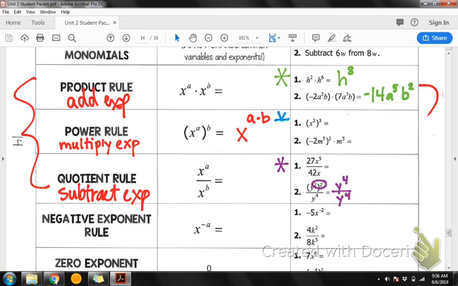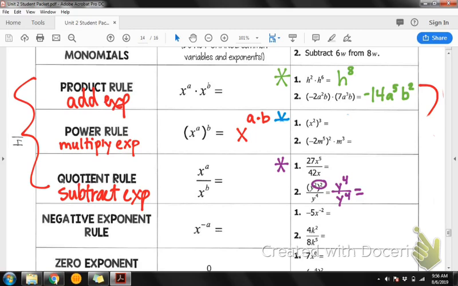What's 4 minus 4? 0. So is my answer 0? Is it just y? If it's just y, don't we have a hidden exponent here, which is what? Is it y to the first? We know it's not y to the first.